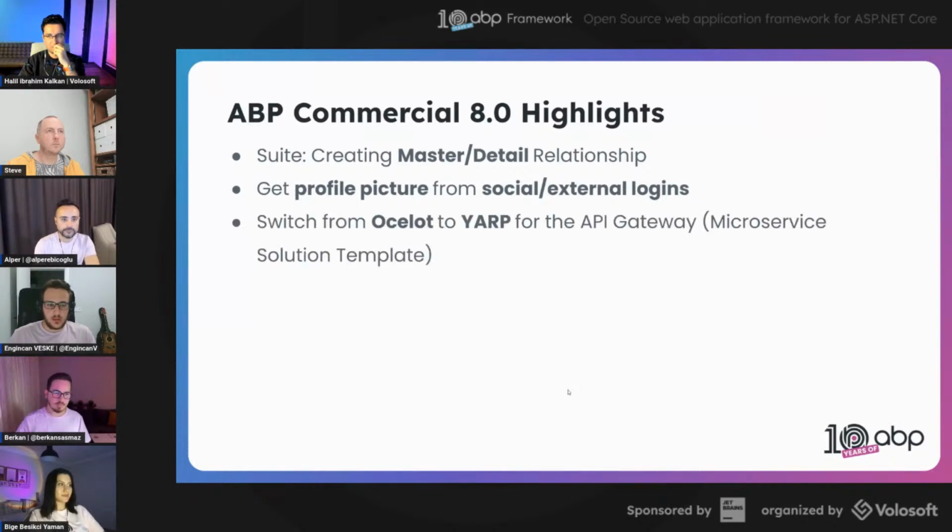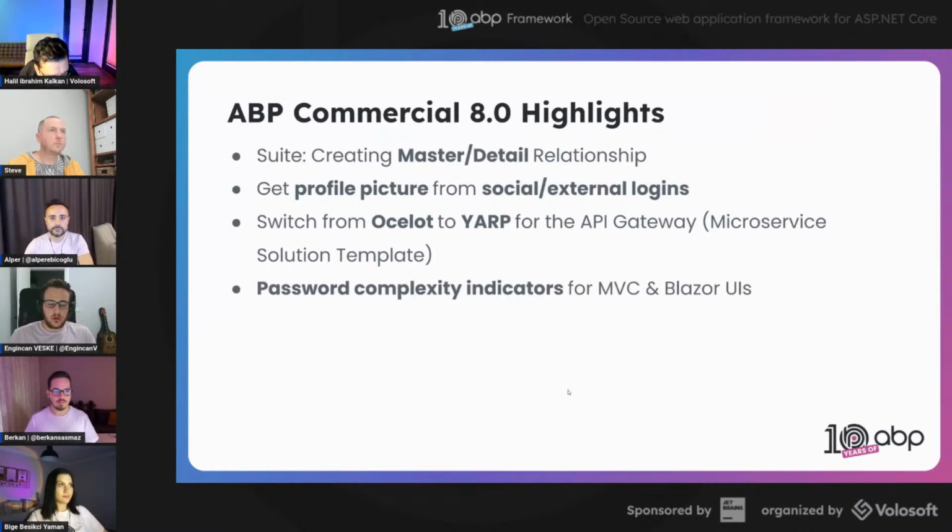Besides that, we've switched from Ocelot to YARP for the API gateway of our microservice solution template. We made this change because Ocelot was not actively maintained. YARP seems a better option because it's actively maintained by Microsoft, and it provides the same feature stack and actually even more. So we decided to make this change, and we also created a migration guide for that. If you have an existing microservice solution template, you can follow the documentation and switch your API gateway from Ocelot to YARP.